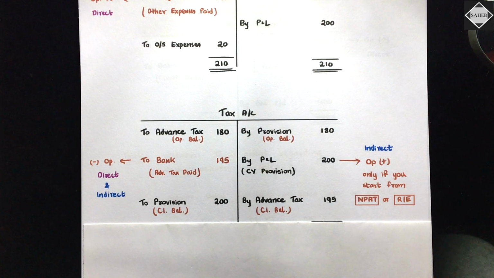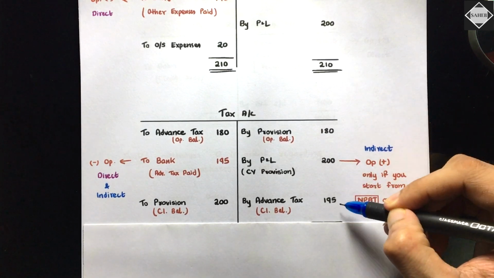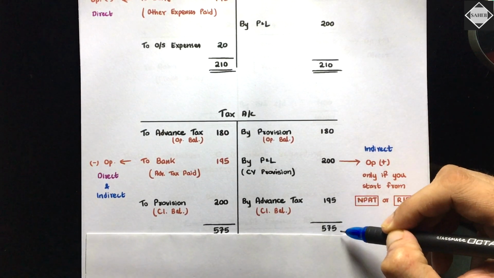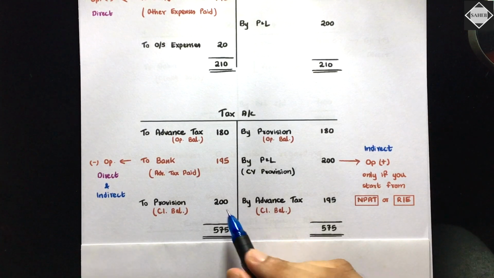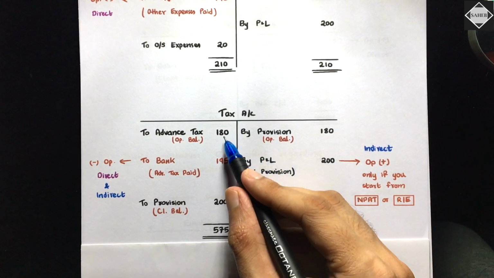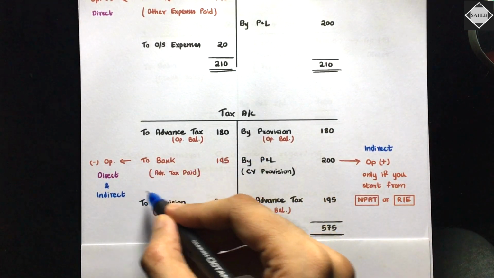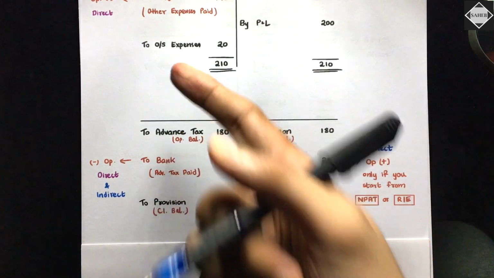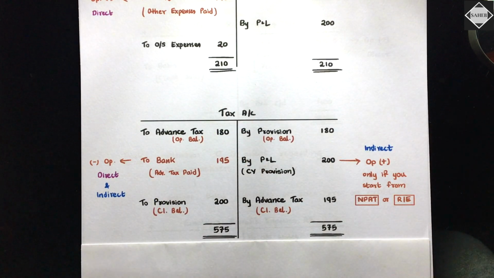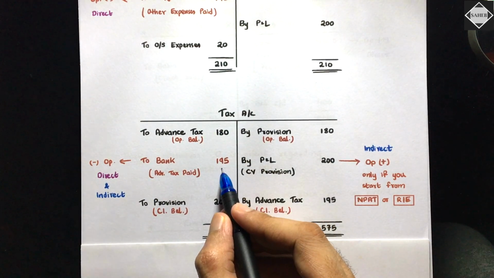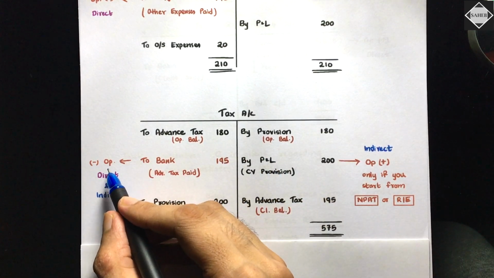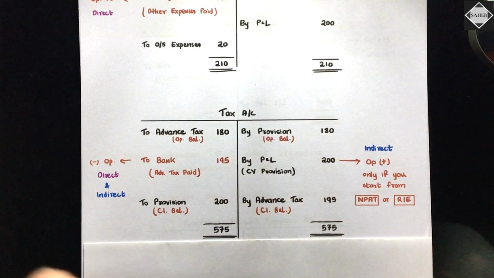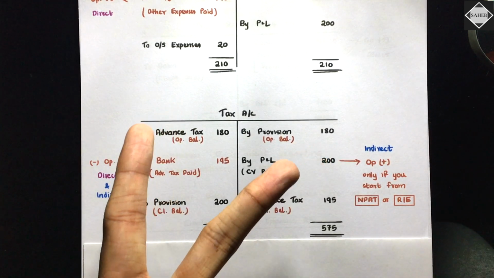Then see here, understand, we'll just balance this account. 180 plus 200 plus 195 is equal to 575. 575 here as well. 575 minus 200 minus 180, that's the balancing figure, the advance tax paid. Okay, that's the advance tax paid. How much? 195. So this 195 we will subtract in the operating activities at last. It's the same for the direct method and the indirect method.